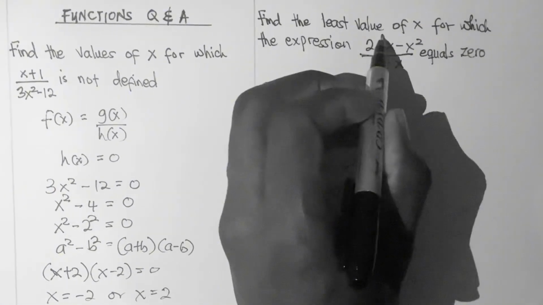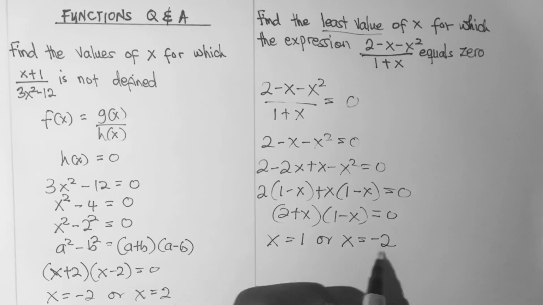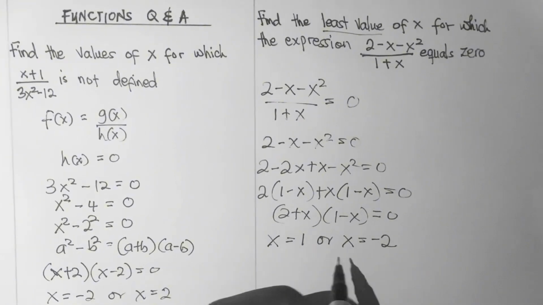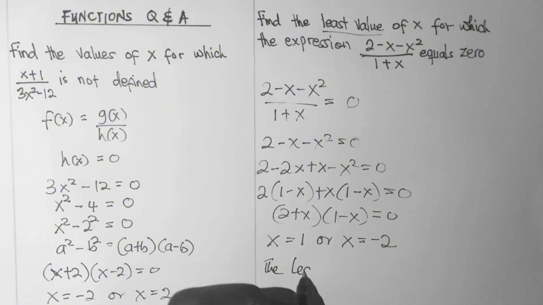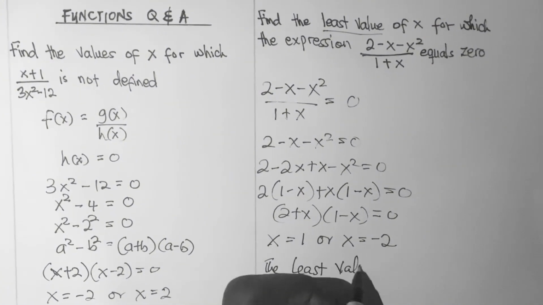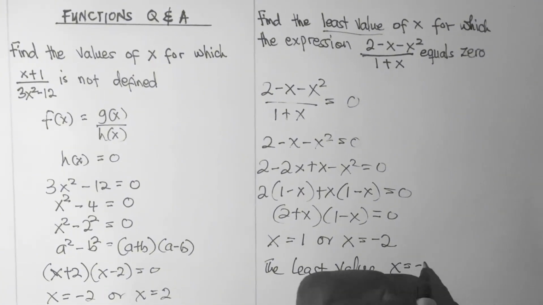However, the question says the least value. So between 1 and minus 2, which one is smaller? Minus 2 is the smallest, and therefore the least value is x equals minus 2.